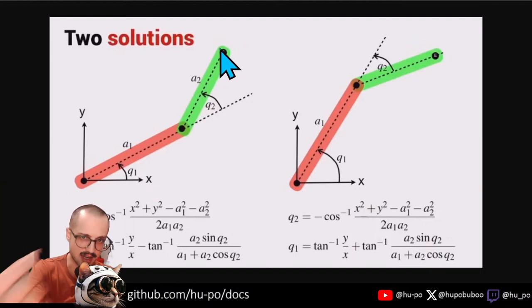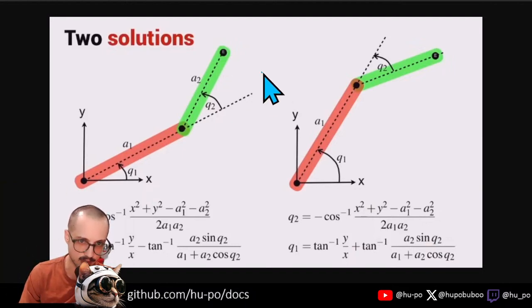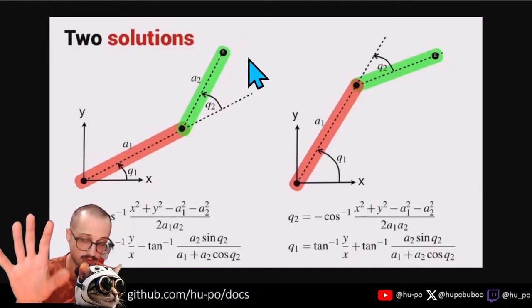Inverse kinematics is the opposite. Inverse kinematics is, okay, I want a specific position for the hand.